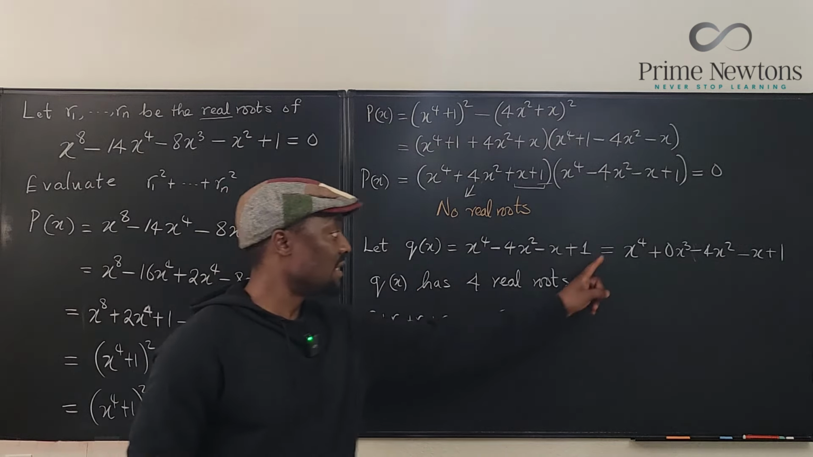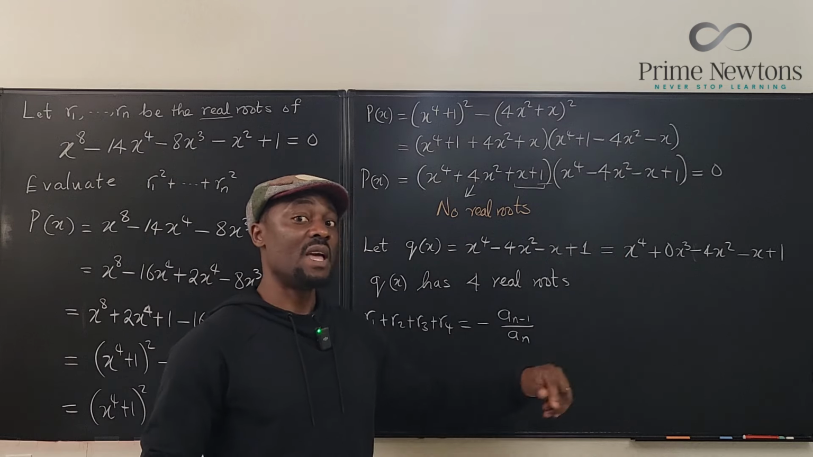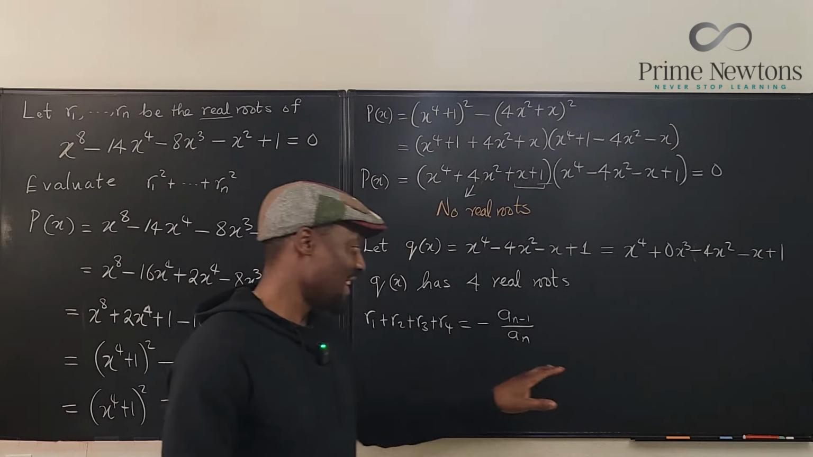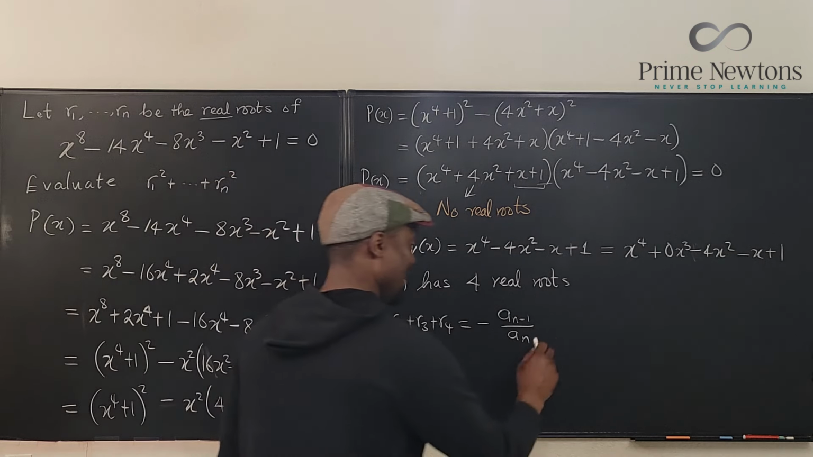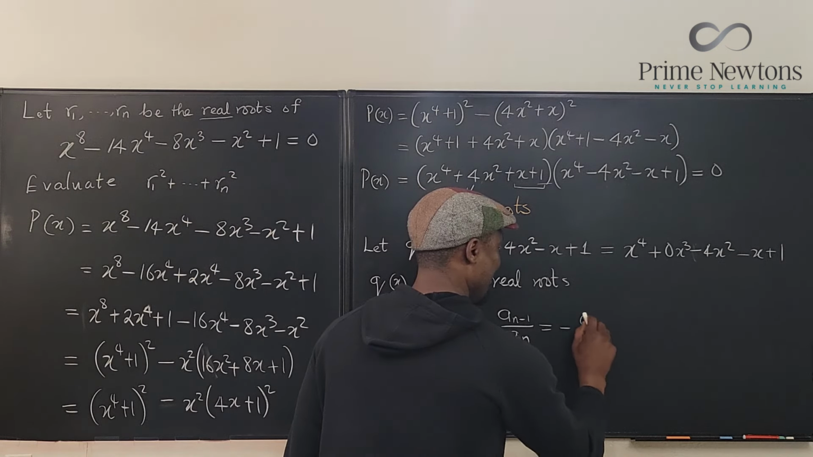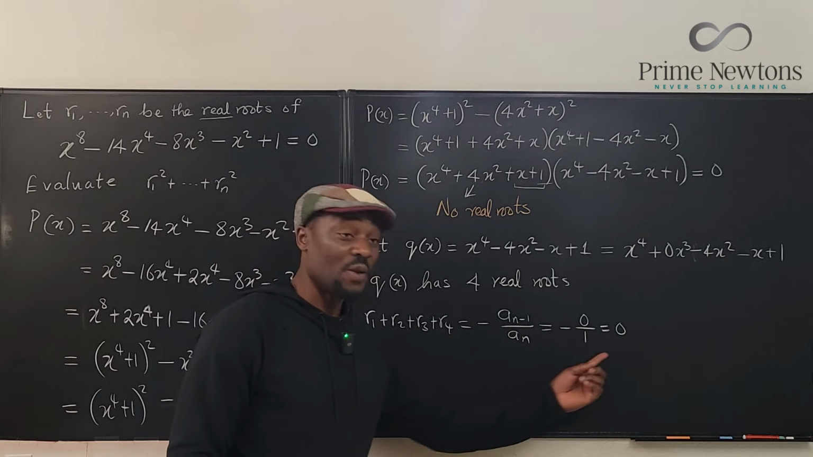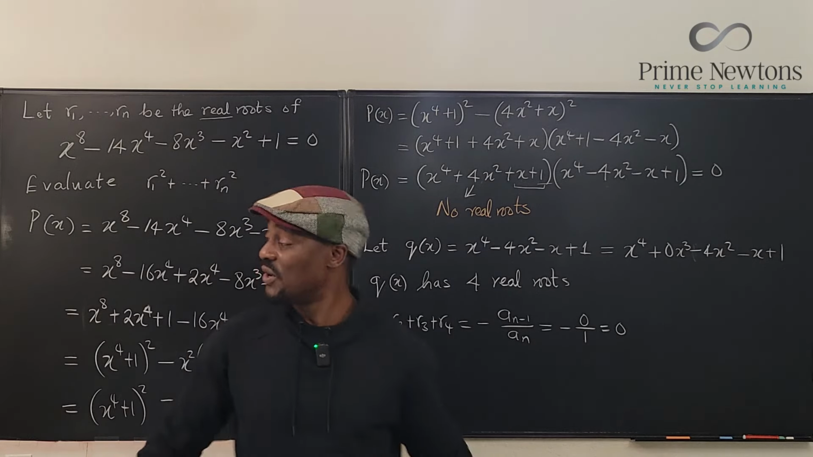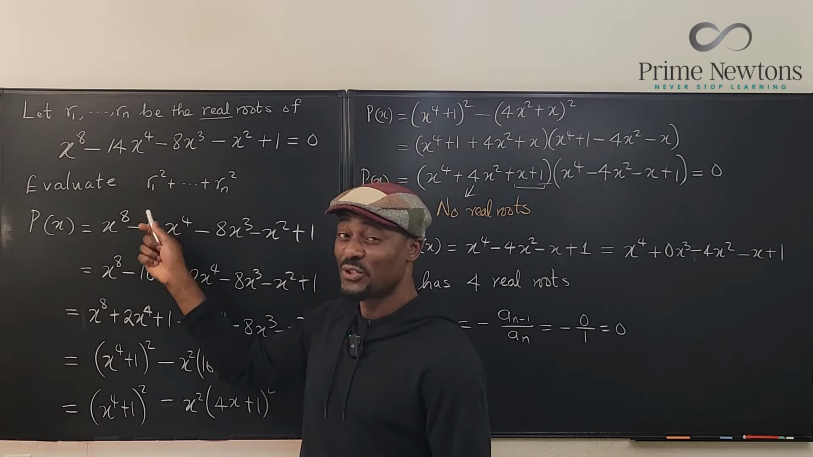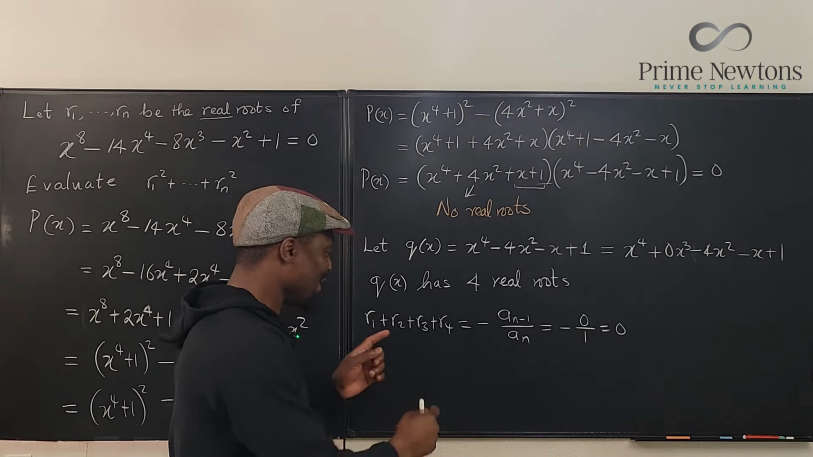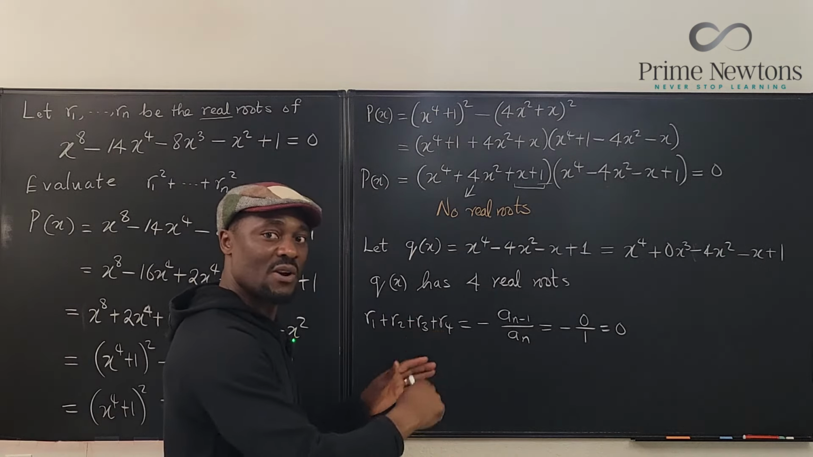A sub n is the leading coefficient. A sub n minus 1 is the next one, which in this case is 0. So clearly you can see that we're getting 0 here. This is going to be negative 0 over 1, which is 0. But this is not what the question wants us to find. We're looking for the sum of the squares of the real roots. So what we're going to do now is try to find r1 squared plus r2 squared.